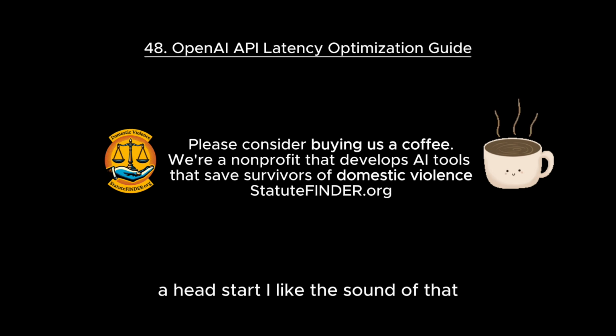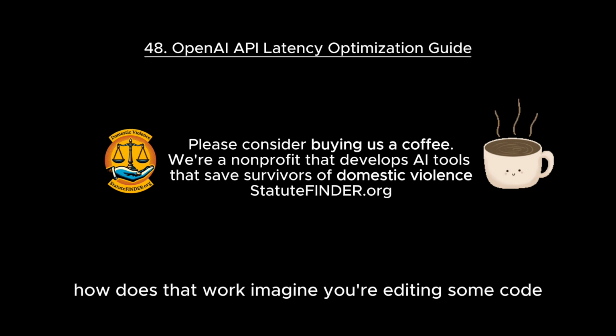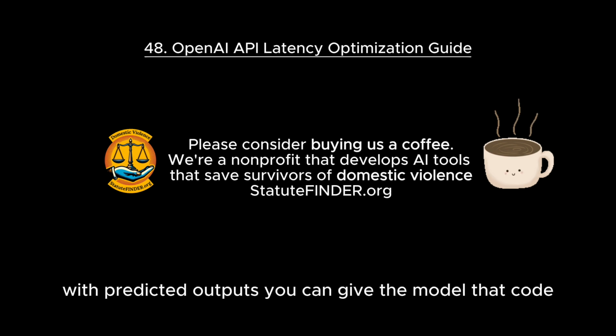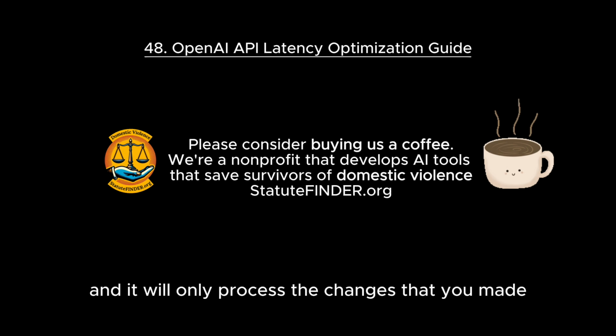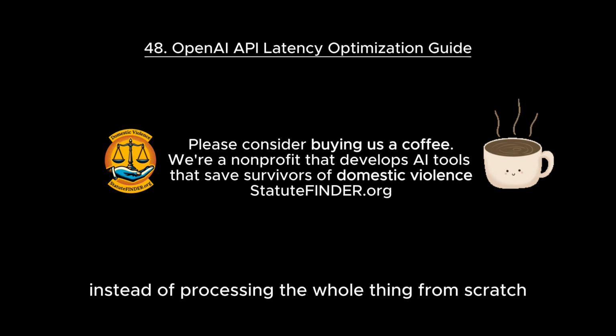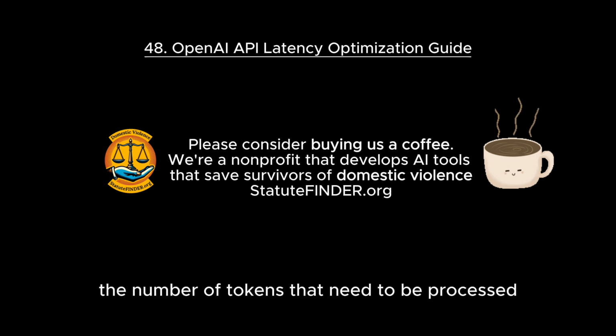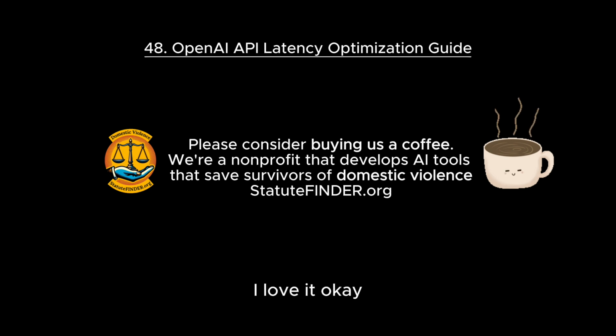A head start, I like the sound of that. How does that work? Imagine you're editing some code, and you already have most of the code that you want. With predicted outputs, you can give the model that code, and it will only process the changes that you made instead of processing the whole thing from scratch. So we're kind of saying to the model, hey, you already know this part. Just focus on the new stuff. That's really clever. Yeah, it can make things a lot faster because it reduces the number of tokens that need to be processed. I love it.